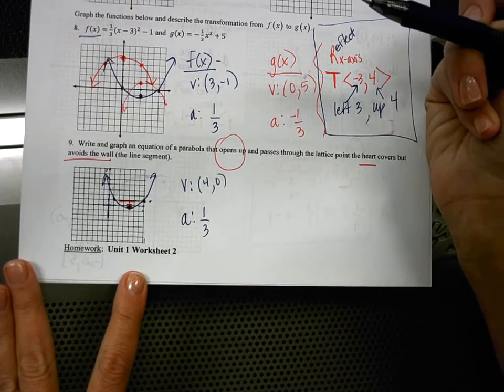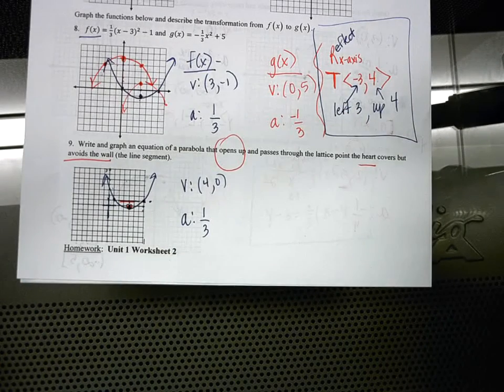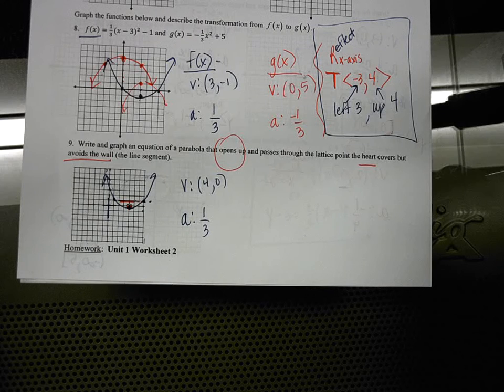Yeah, because I could do 1 over 4 and it'd be an even wider graph. It would still not hit that wall, right, and cross through the heart. And so there's always going to be more than one answer, but we're just going to do one in the notes right now. So how will we end up writing this equation?